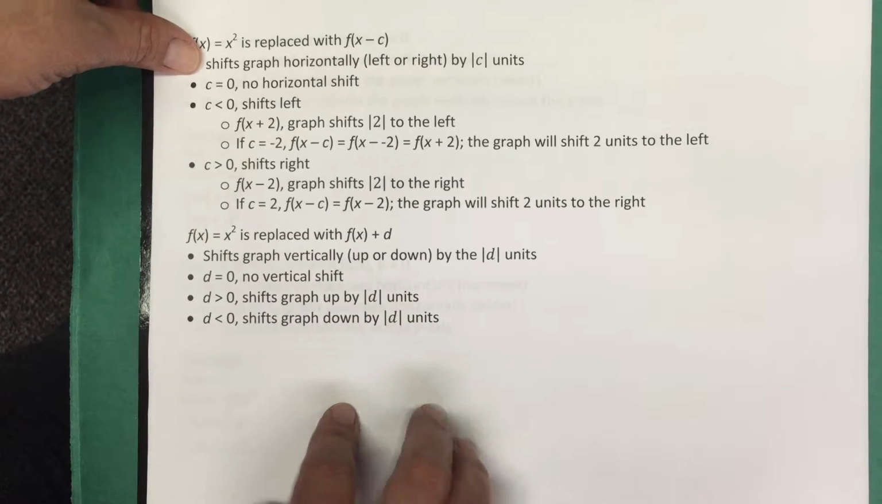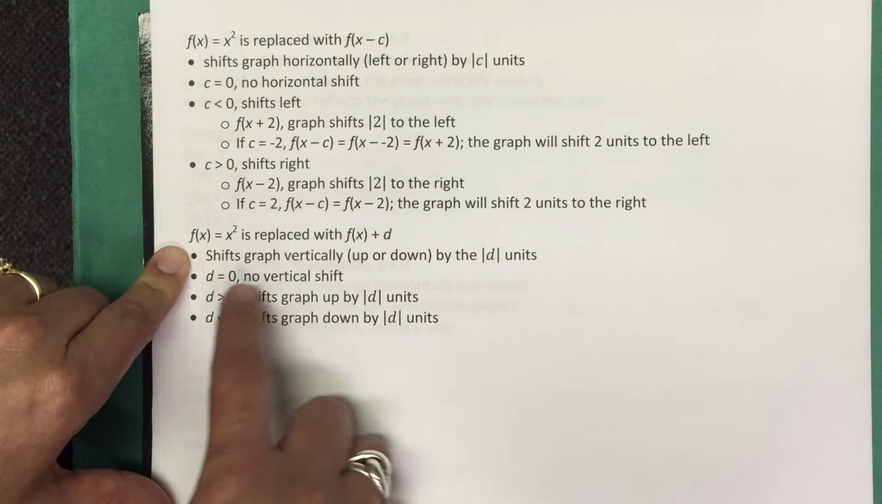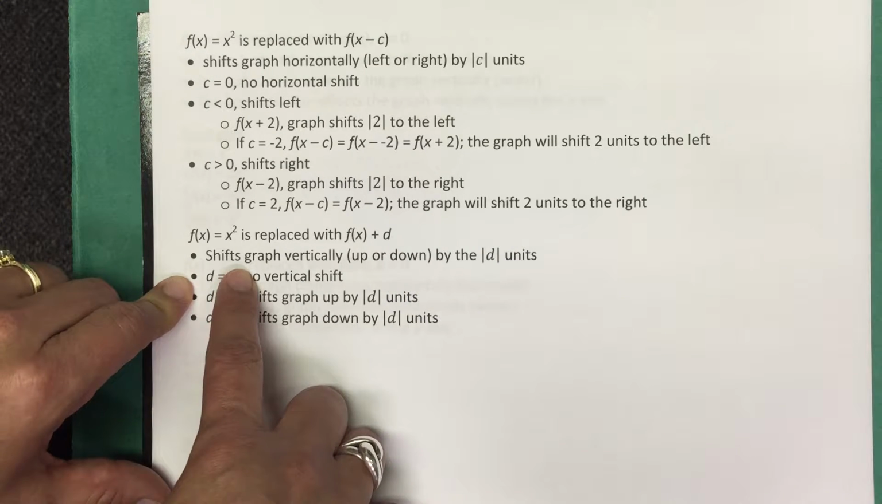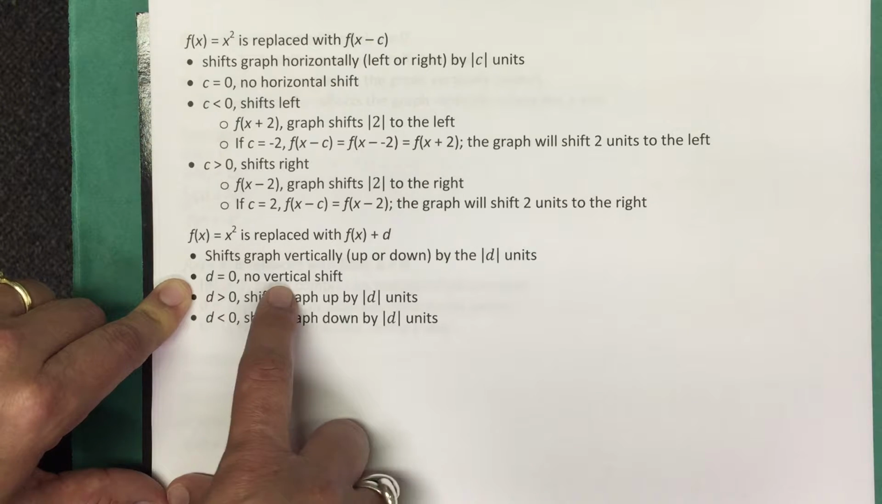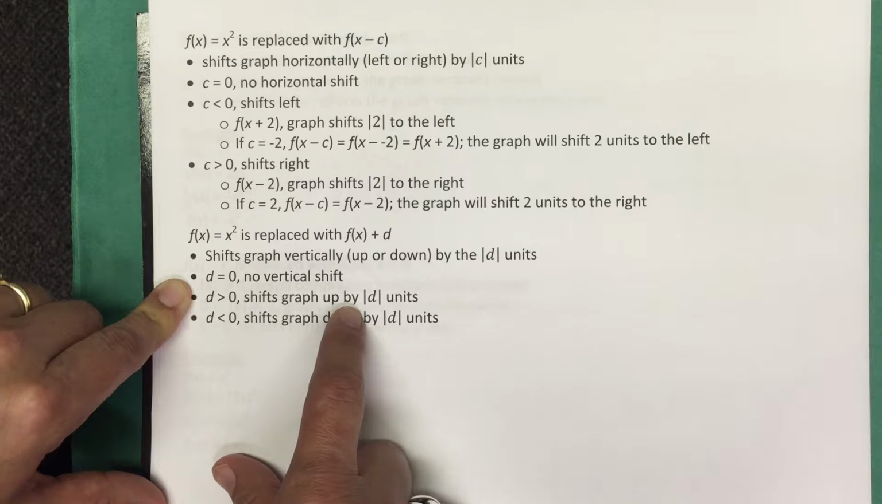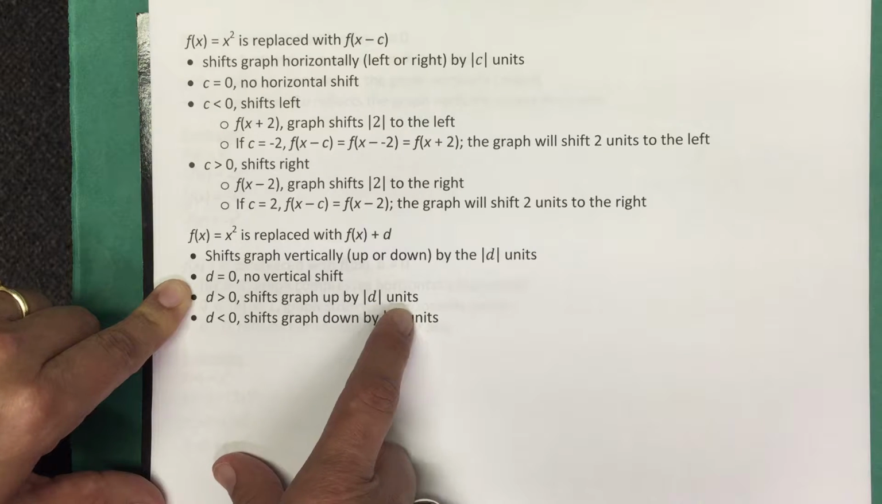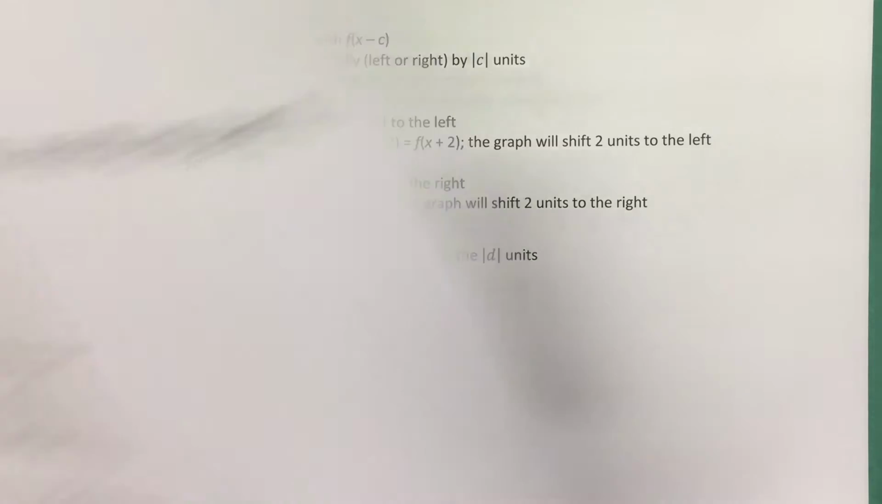The final transformation is when f of x equals x squared is replaced with f of x plus d. This will shift the graph vertically up or down by the absolute value of d units. If d equals 0, there's no vertical shift. If d is greater than 0, it's going to shift the graph up by the absolute value of d units. If d is less than 0, it's going to shift the graph down by the absolute value of d units.